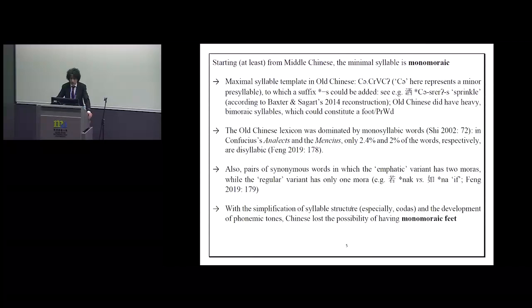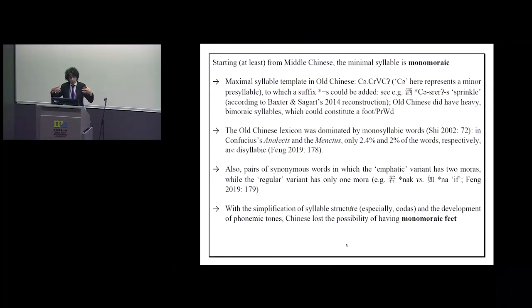It's short. Whereas in Old Chinese, we have evidence through reconstruction, of course, we do not have direct evidence, that you could have much more complex and heavier syllable structures, and you could have monosyllabic bimoraic words. And indeed, the lexicon of Old Chinese, in one of the classical language, was dominated by monosyllabic words.